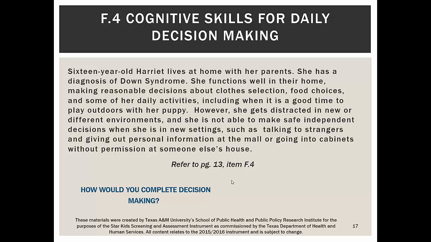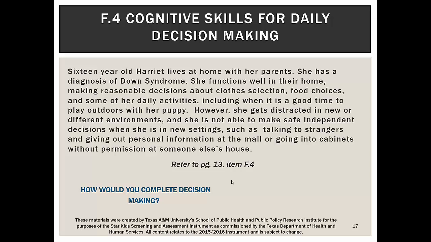So now let's talk about section F for cognitive skills for daily decision making. This is an SAI required question and a medical necessity required question. This means that you shouldn't leave the question unanswered or enter 9. You should use your professional judgment to code the field and then clarify your response in the "is there anything else that would be helpful" field at the end of the section if you're having trouble.